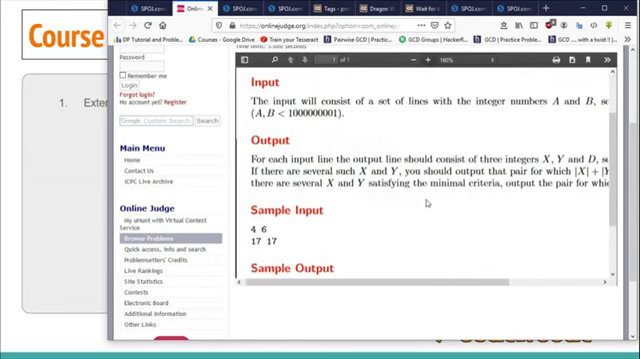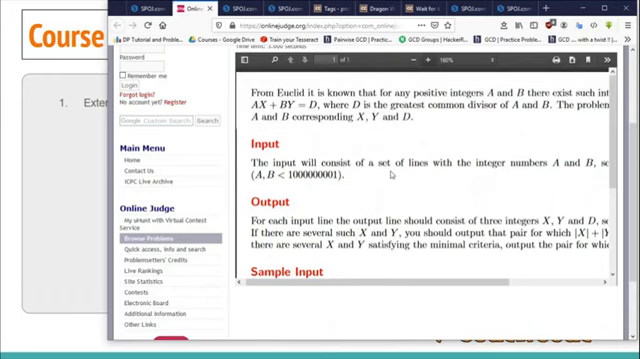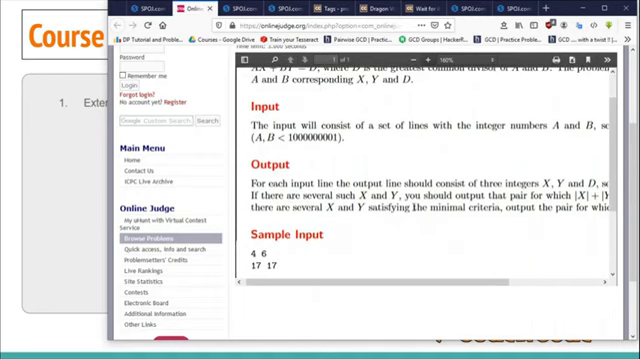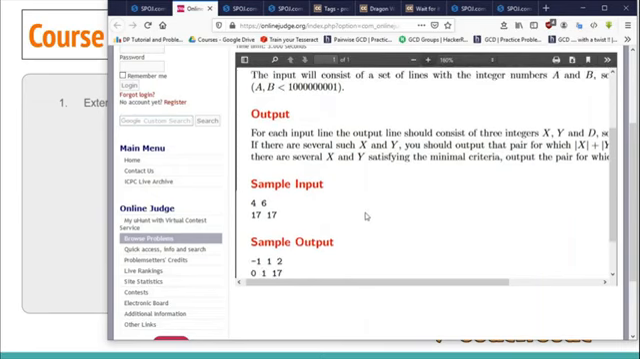And there are also some constraints on what values of x and y we have to print, because there are many solutions which exist for this equation. So we are given certain restrictions on the values of x and y as well.